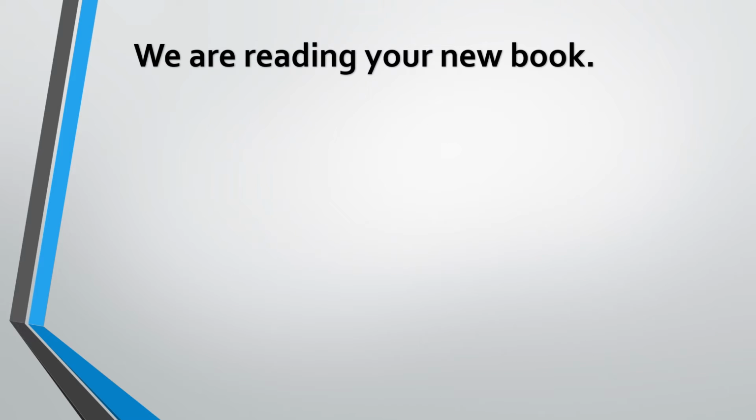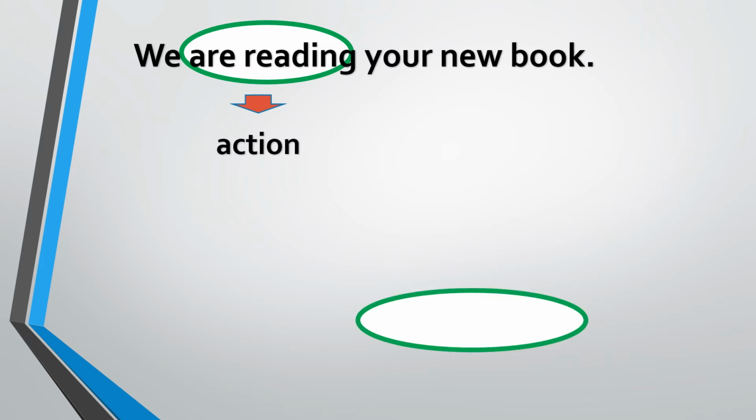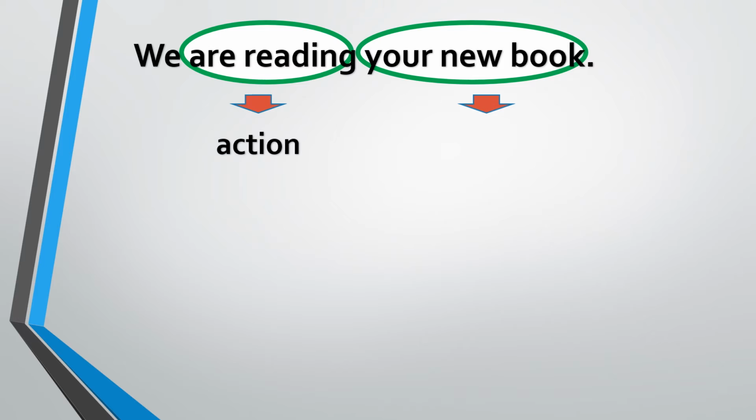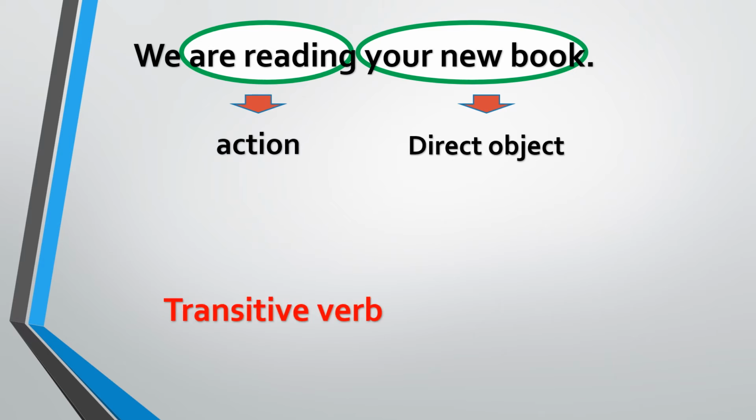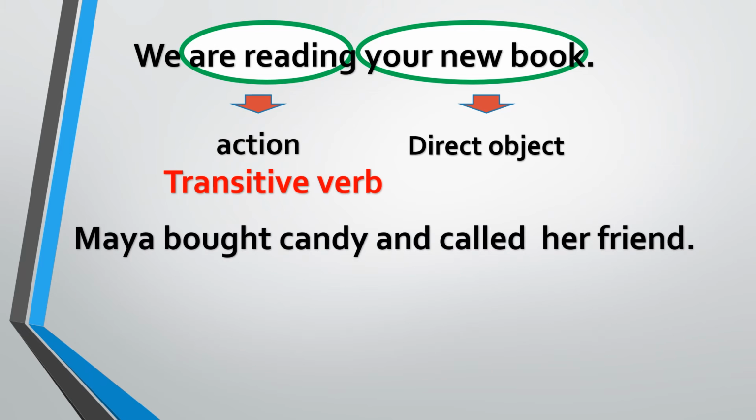Another example, we are reading your new book. We is the subject, are reading is the action verb, and what are we reading? Your new book. So the new book here is the direct object. So we have an action verb and we have a direct object. So reading here is a transitive verb.